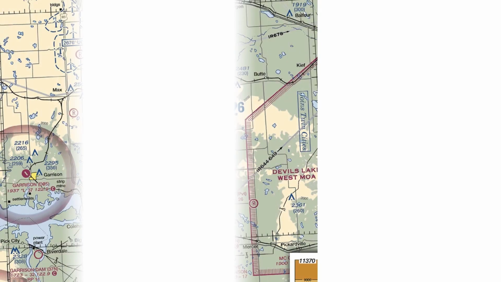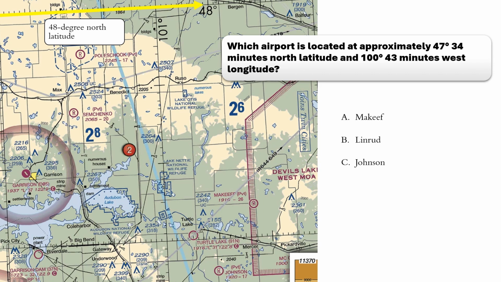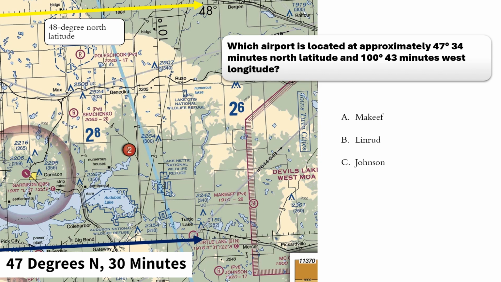Which airport is located at approximately 47 degrees 34 minutes north latitude and 100 degrees 43 minutes west longitude? First, let's orient ourselves with the sectional chart. The yellow arrow is 48 degrees north. Recall from earlier that each tick represents 1 minute and therefore each box in the chart represents 30 minutes. Therefore, the line represented by the blue arrow would equal 47 degrees north and 30 minutes.